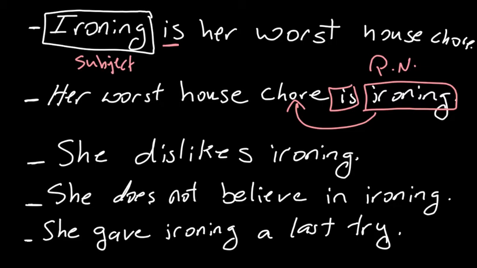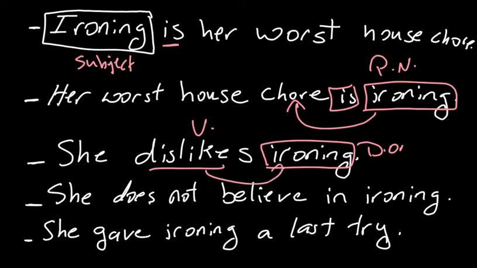In the third instance, "She dislikes ironing." The function of ironing here is a direct object because it receives the action of the verb directly. Again, in the fourth example, "She does not believe in ironing." Yes, you guessed it. Ironing here functions as object of preposition since it's part of the prepositional phrase.